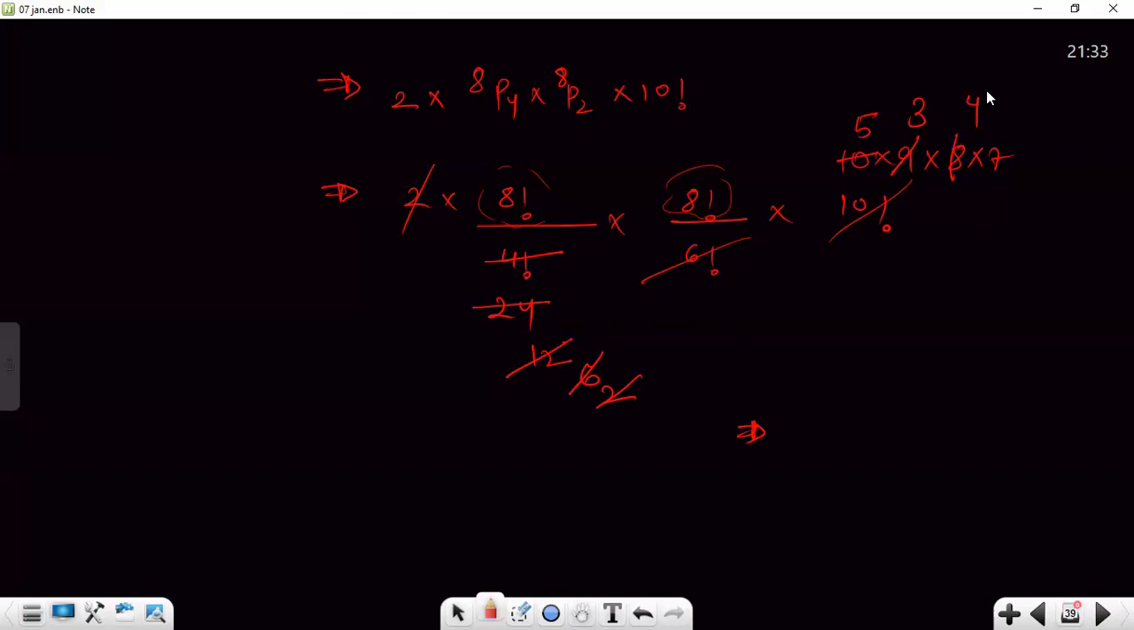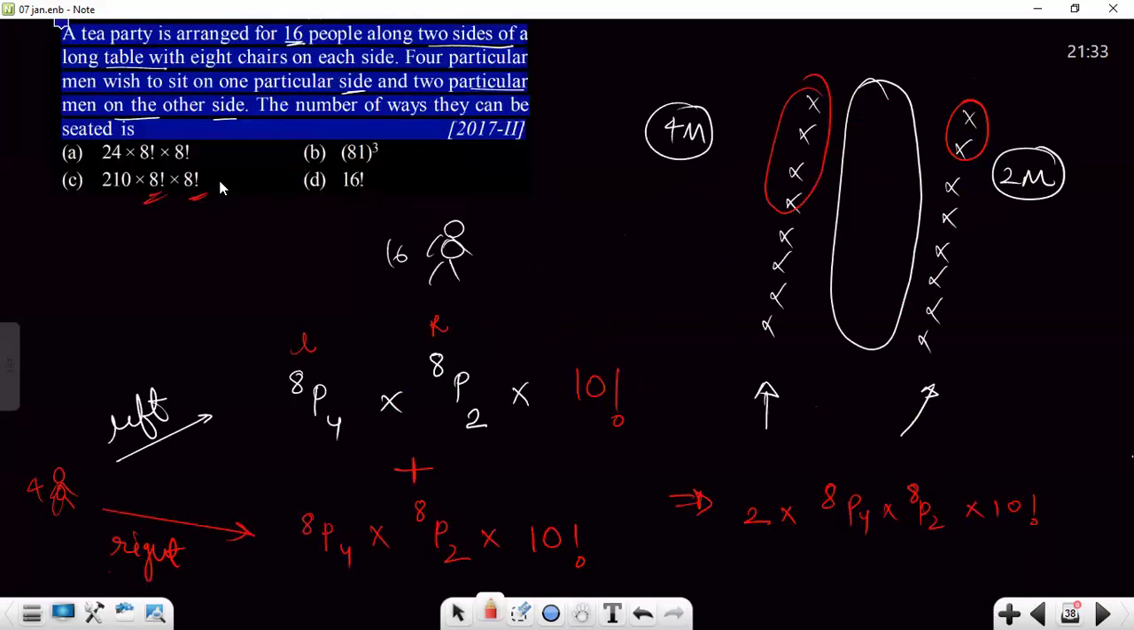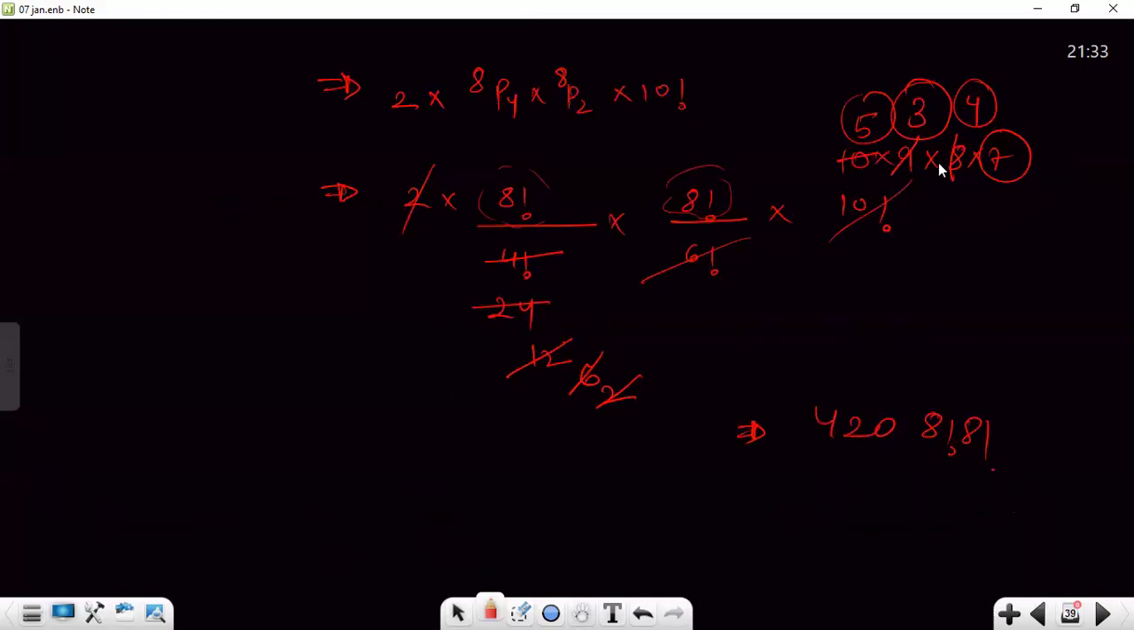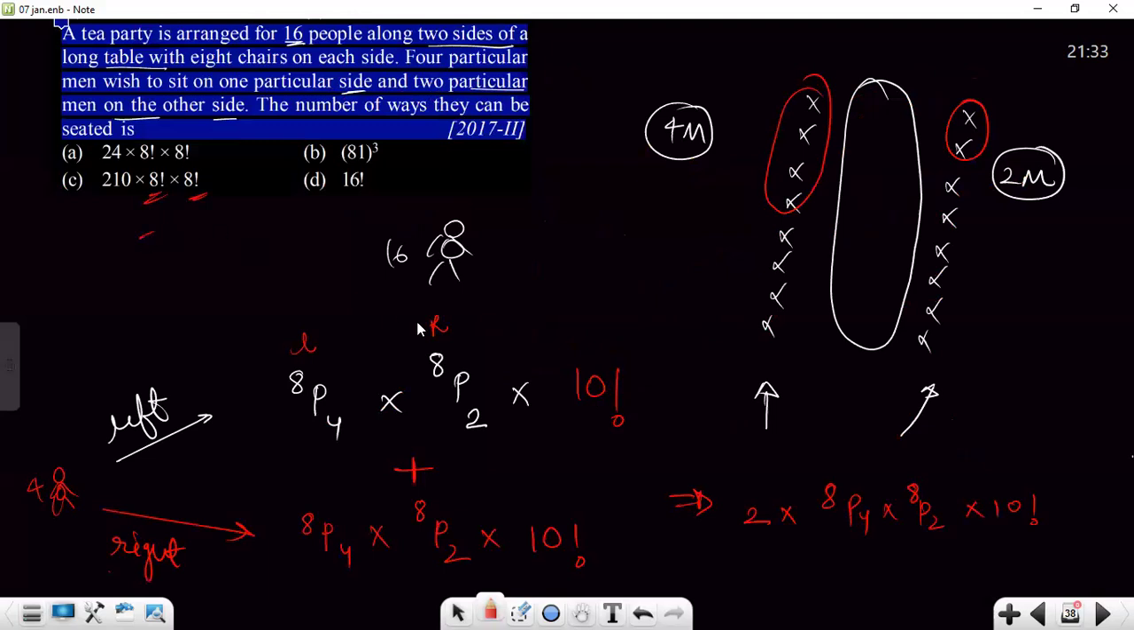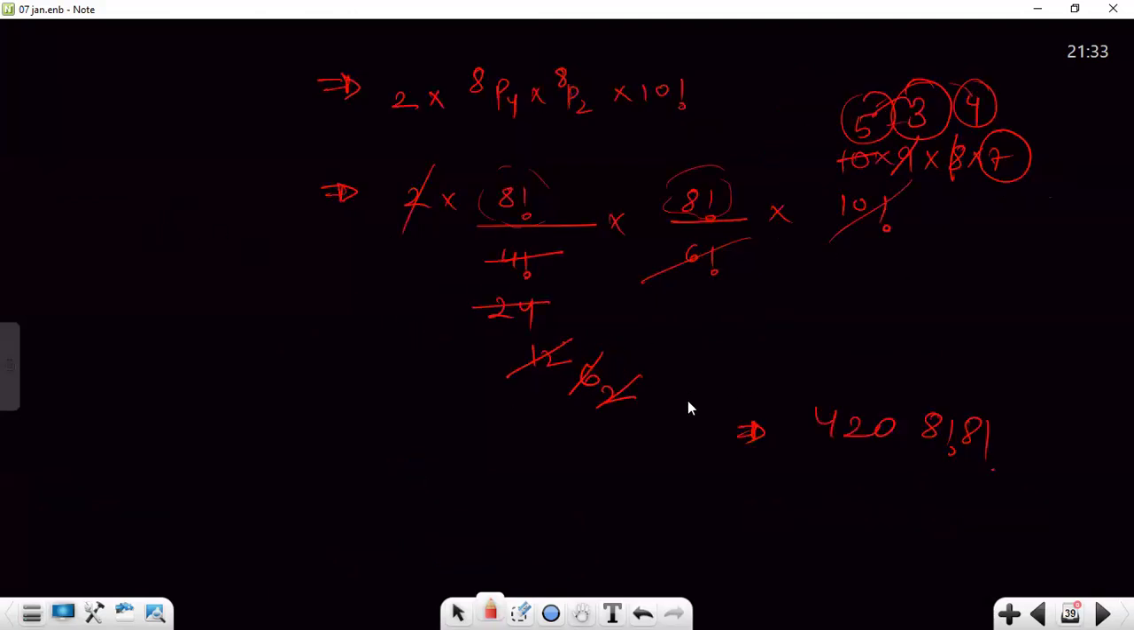5 into 3 into 4 into 7. 5 into 4 is 20. 20 into 3 is 60. 60 into 7 is 420 into 8 factorial into 8 factorial, which is not matching with our option. No option matches. Have we done any mistake? 5 into 4 is 20, 20 into 3 is 60, 60 into 7 is 420. I'm very sure that we have made some mistake because it's not matching with our answer.